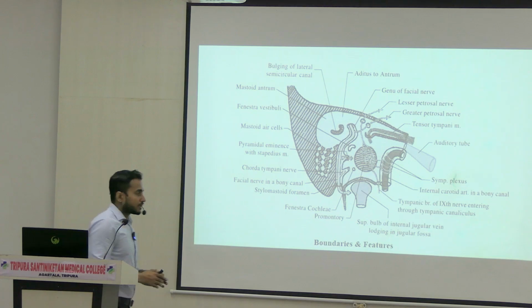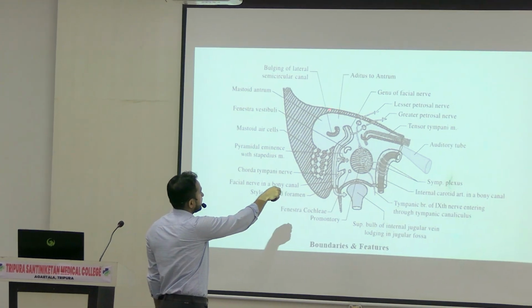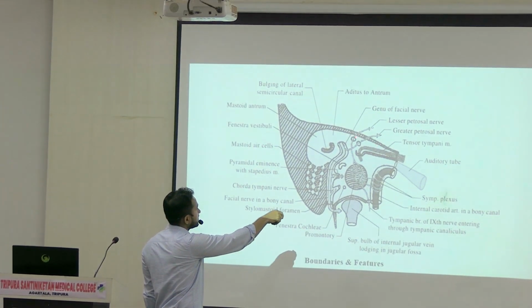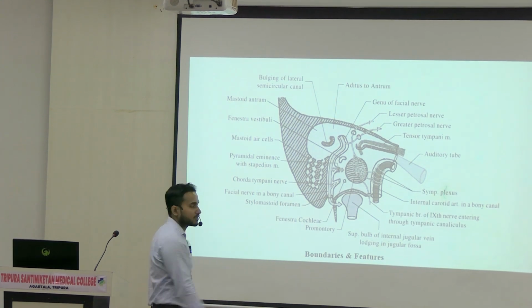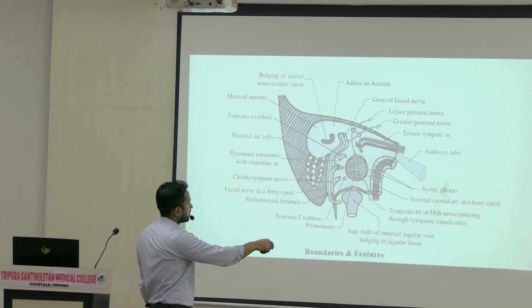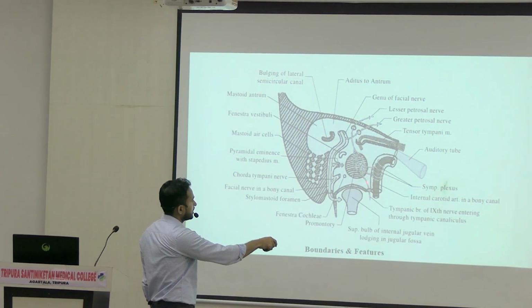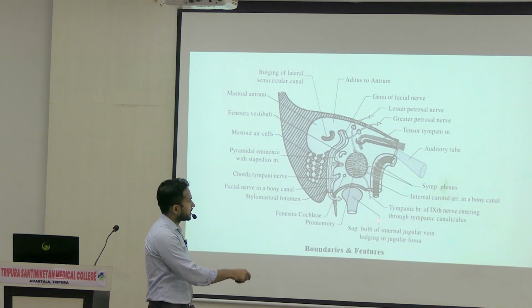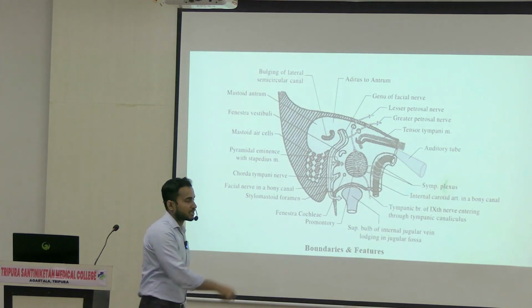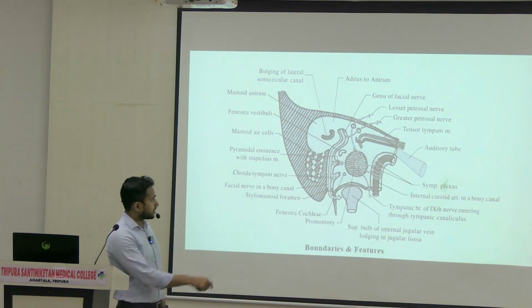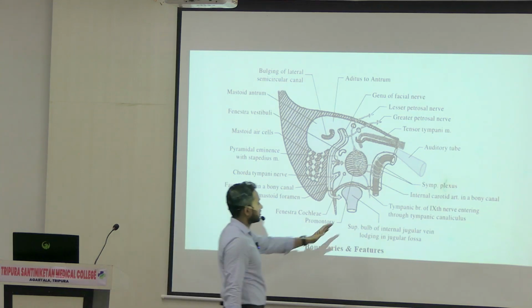So till now what we have discussed: this is the roof, how it is formed and what are the structures piercing it. Next, this is the floor, how it is formed, what are the structures related to it, and we have seen the tympanic branch of the glossopharyngeal nerve which is piercing the floor. Next, the anterior wall.